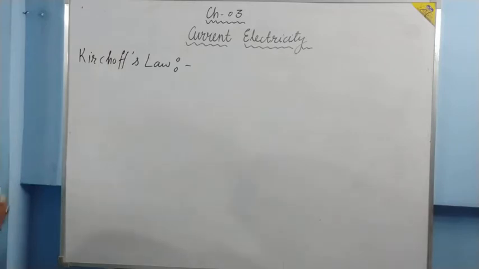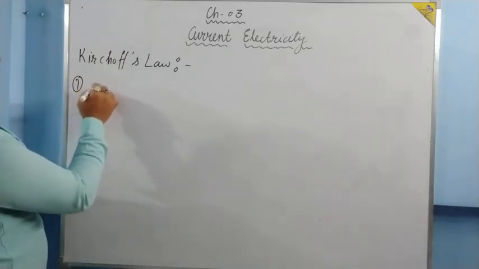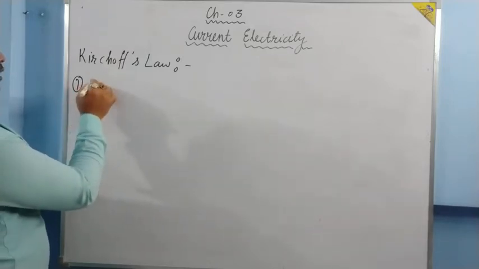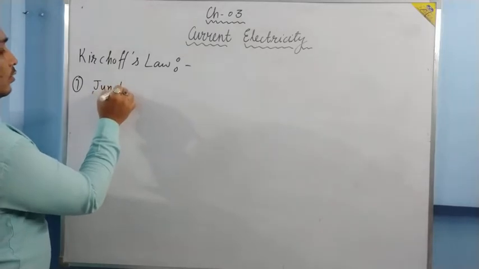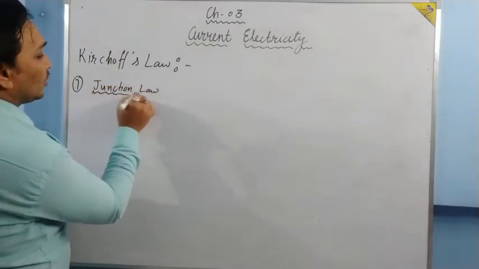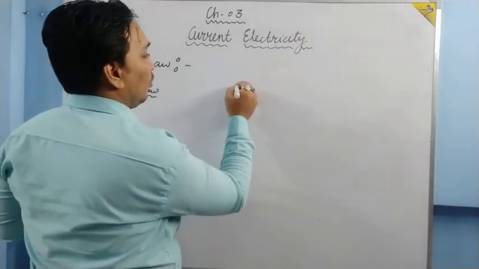Okay, so Kirchhoff's law has two parts. Let us do the first one. The first one is called junction law. What is a junction? As I have told you already.